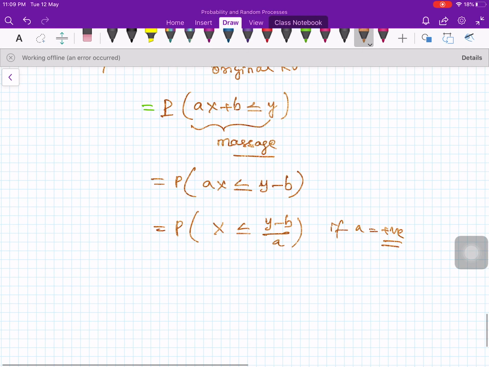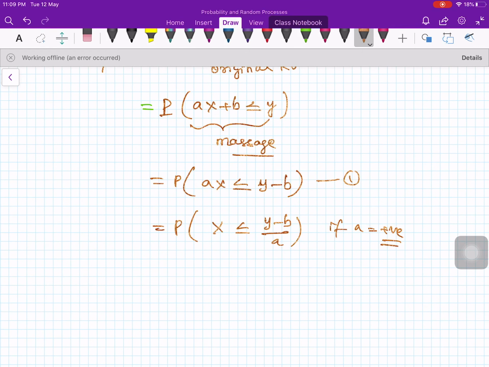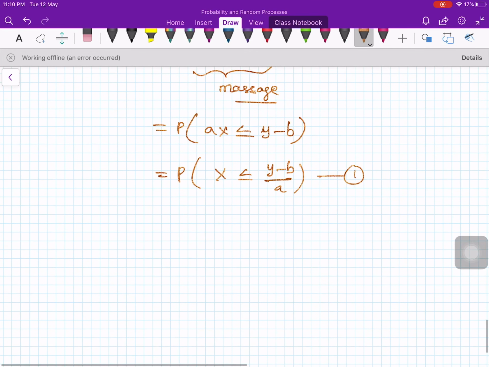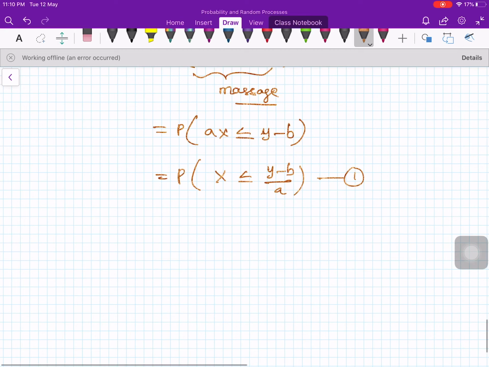Now let me call this equation number 1. Now what does this equation number 1 say? Let's say this is equation number 1. So what is equation number 1? This is the cumulative distribution function of x evaluated at a point. Which point? At this point.